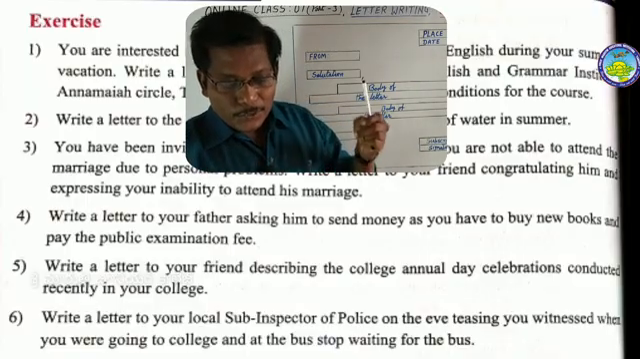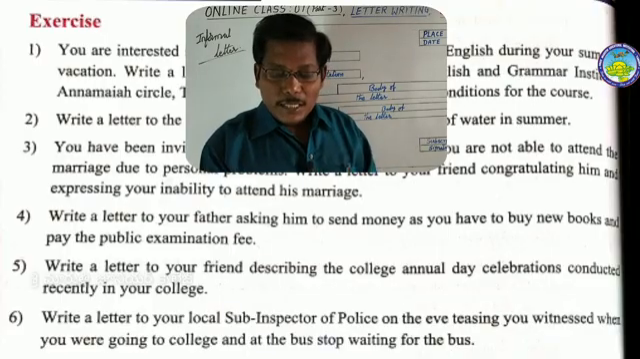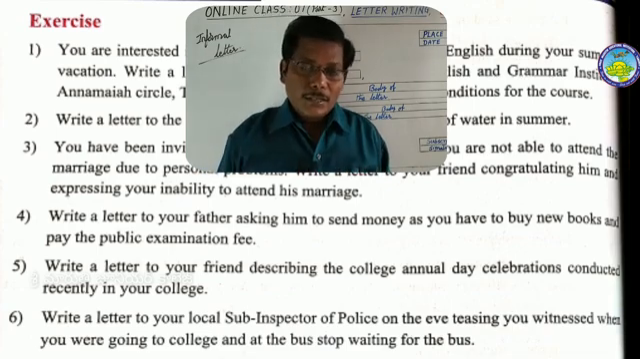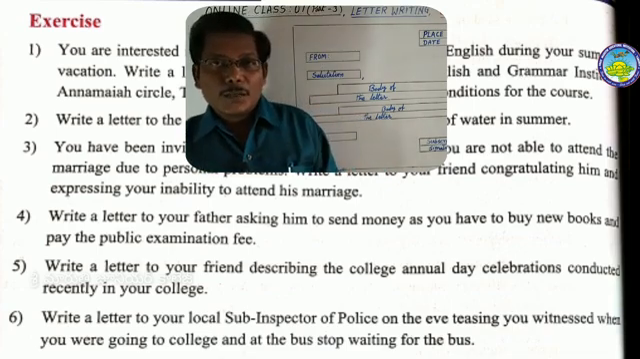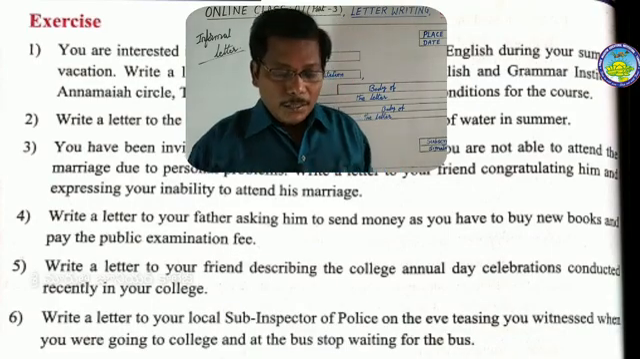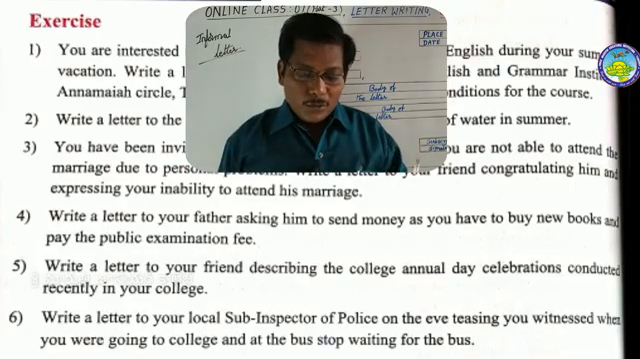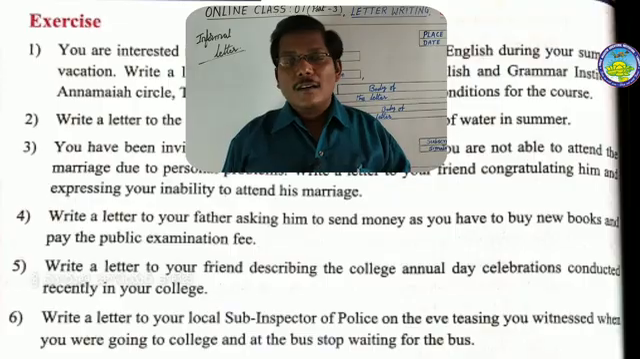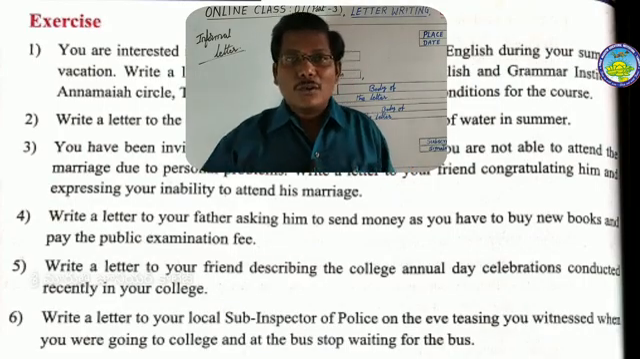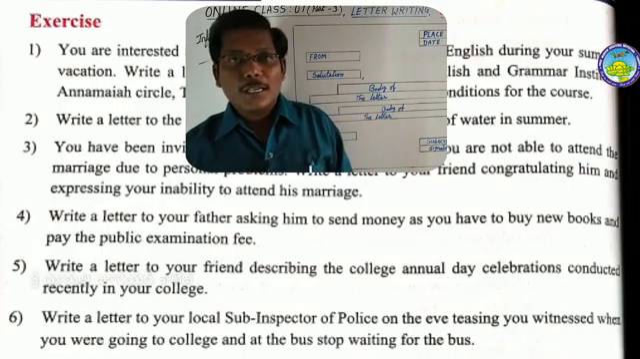And you see the fifth one, write a letter to your friend describing the college annual day celebrations conducted recently in your college. So generally we celebrate freshers party, farewell party or annual party. So sometimes we celebrate some special occasions. Okay, so now you have to write a letter to your friend describing an annual day which was held in your college. So you are writing this letter to your friend. So this is an informal letter.